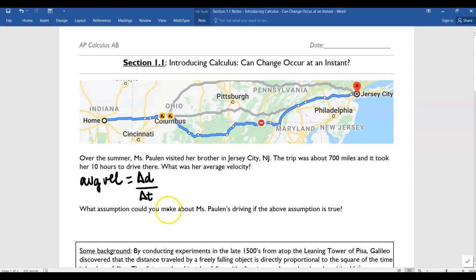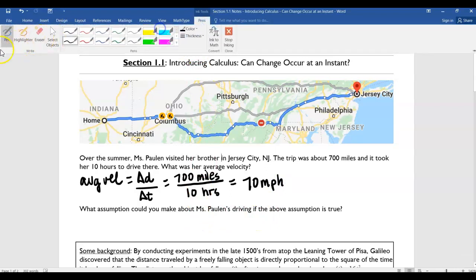Now you can also talk about speed. We're going to specify that it's velocity here. We'll talk more about the difference later on. So the change in my distance was 700 miles, and my change in time was 10 hours. If I divide those two, I would say my average velocity was 70 miles per hour.